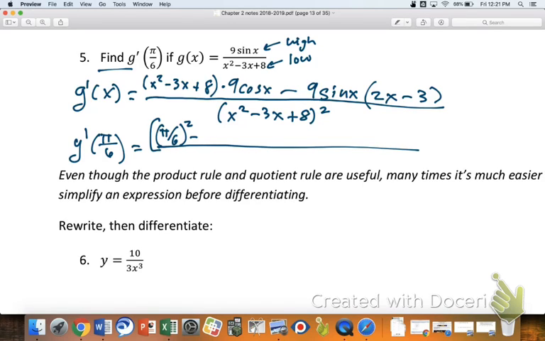minus 3. I guess I could just write it as pi over 2, huh? Cancel out the 3 and the 6. Plus 8. What I really wanted to get to here was what is cosine of pi over 6? I don't want a decimal. Isn't it like square root of 3 over 2? It's either 1/2 or it's root 3 over 2. It's one of those.